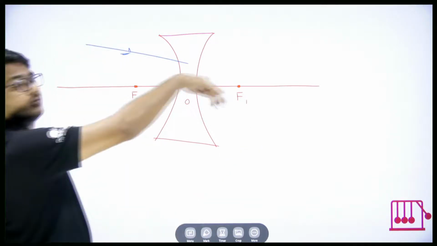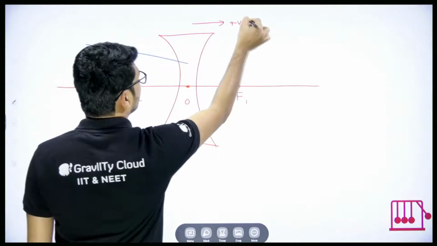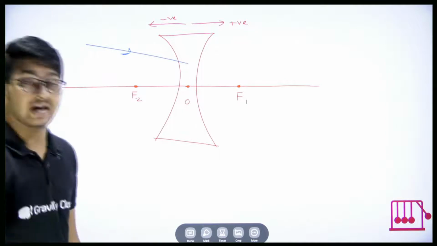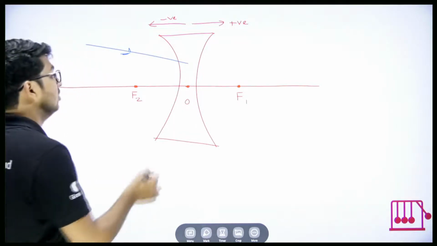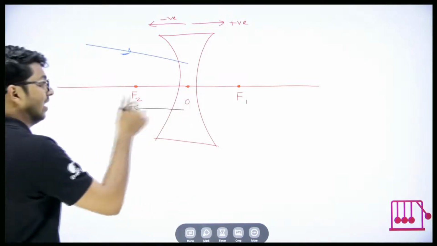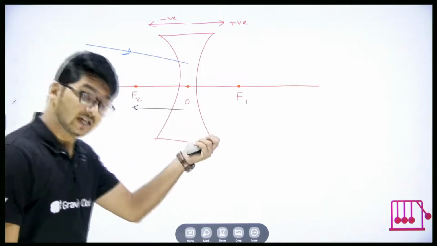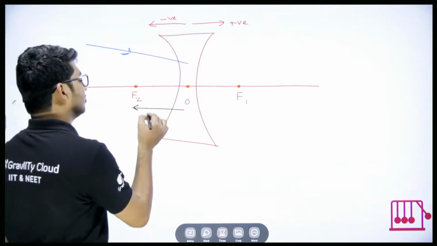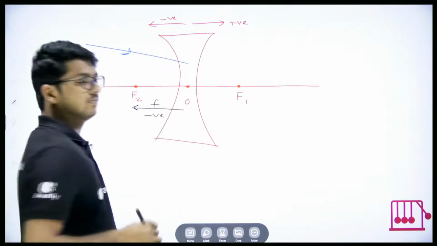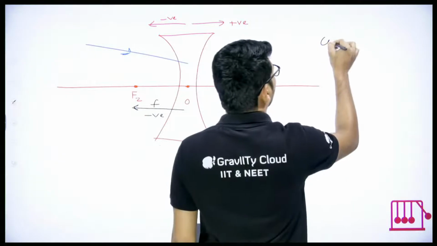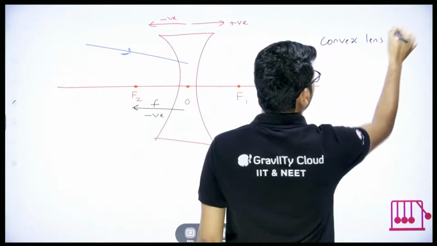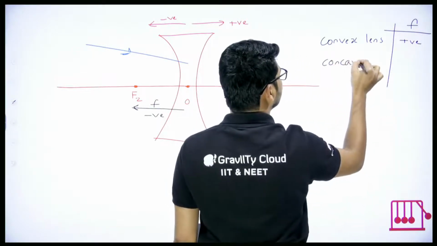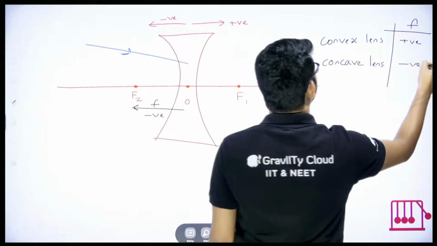So here the incident ray is towards right, that means towards right is positive, towards left is negative. So for a concave lens, if you look at the focal length, which focus? F2. So from optical center towards F2, and in which direction am I going? From optical center to F2, we are going towards left, and left is negative. So here focal length will be negative. So that shows that for convex lens, focal length is positive. For concave lens, focal length is negative.